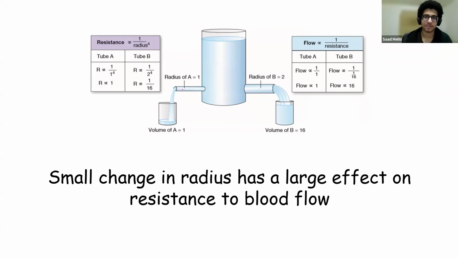Okay. So look at this. We have two vessels, for example, one of them with a radius of 1 and one of them with a radius of 2. Okay. So now I'm going to switch to the blackboard and show you guys how big of a change this can cause. So we have blood vessel 1.